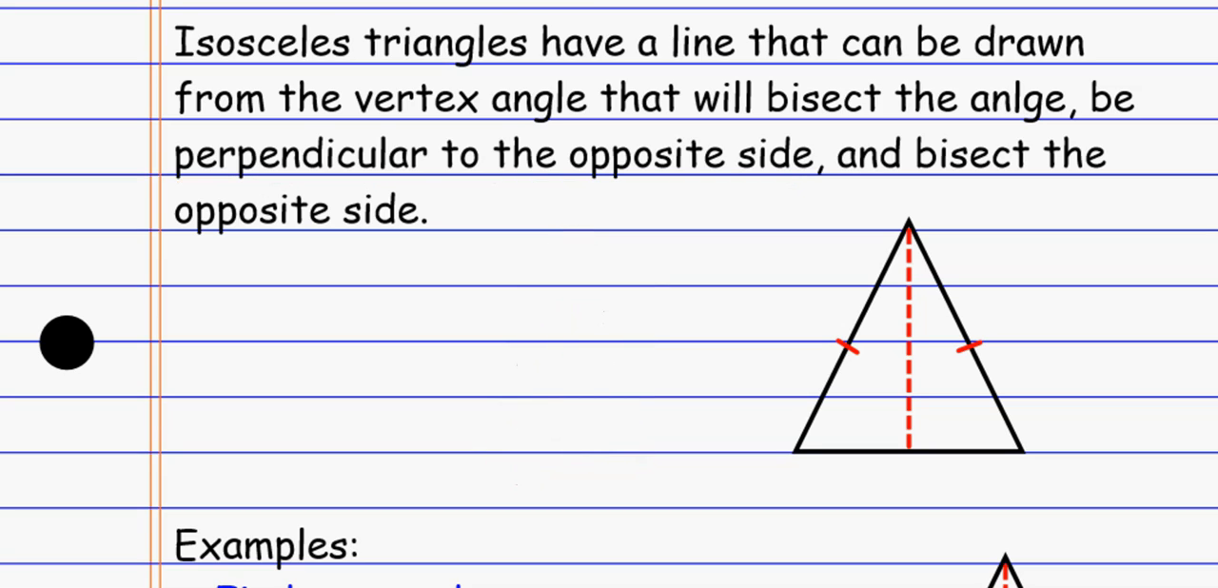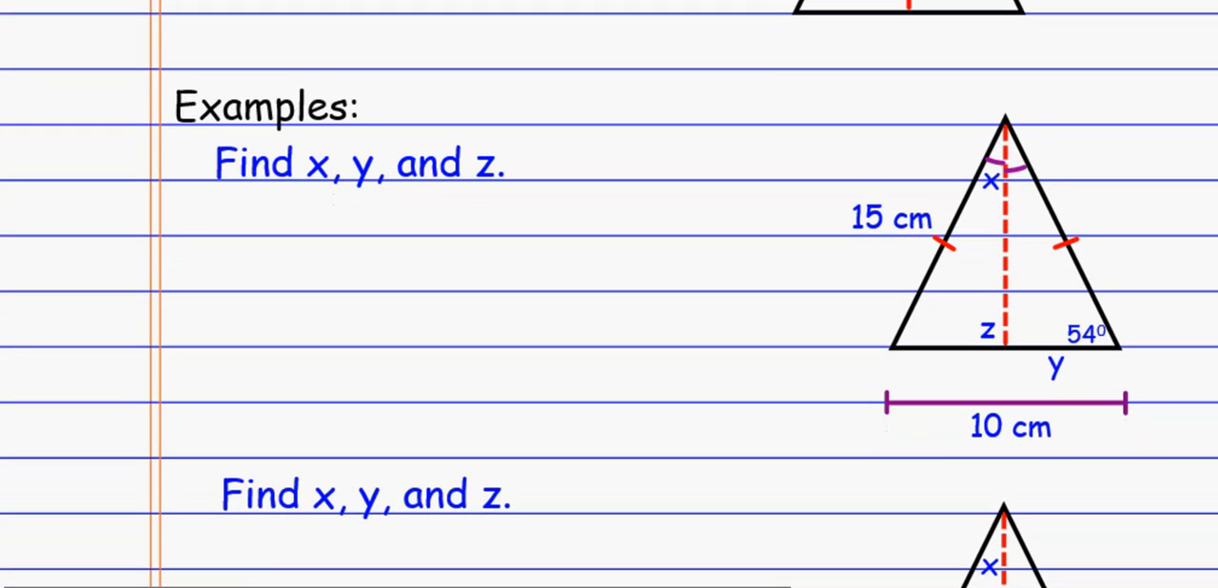For example, if I look at something like this guy, it says find X, Y, and Z. And so really all I need to decide is, is this that special line? And remember, we label things in terms of being congruent with the same number of dashes or arcs. So right here, notice I have a purple arc here and a purple arc here. I'm showing you that those two angles are the same. And so if those two angles are the same, it means that that angle up there is being bisected.